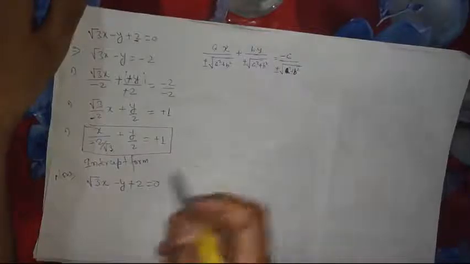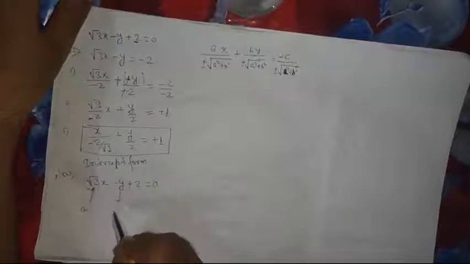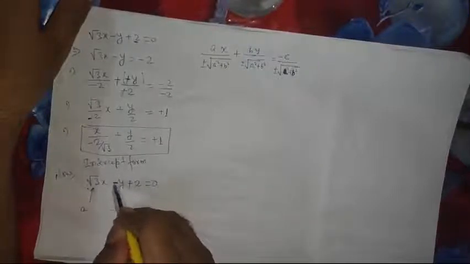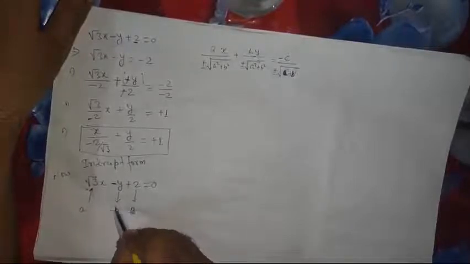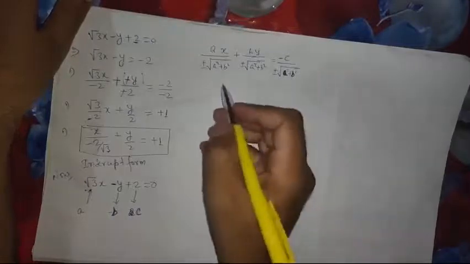Now see in this case, a is root 3, b is minus 1 because it is minus here, and c is 2. This is b, this is c. I guess this is clear to you, right? Now we'll just express this in that form.